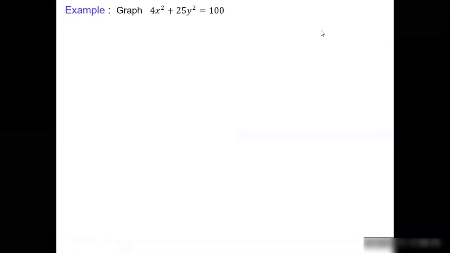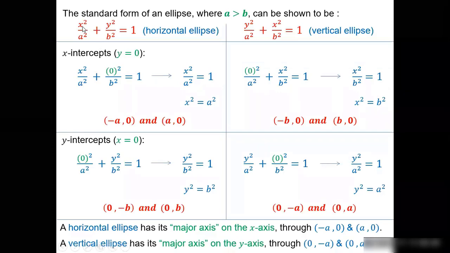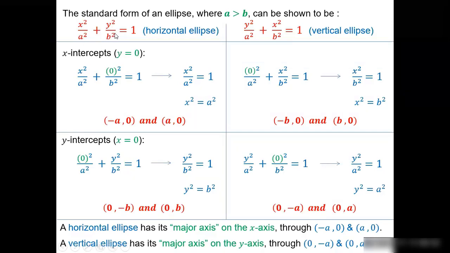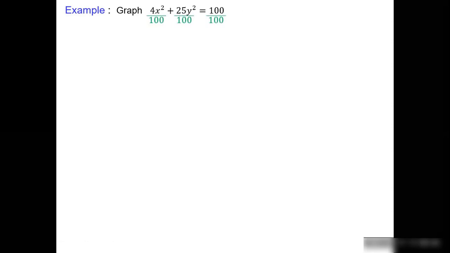So let's take a look at an actual example with our values of a and b, and now we would like to graph this equation. Remember that the equation for an ellipse is supposed to be x squared over something plus y squared over something equals 1. So what if we see that it's equal to 100? Well, we need to make this equal to 1 by simply dividing every term by 100. And now if I cancel out the common factors of 4 and 25, we get the equation x squared over 25 plus y squared over 4 equals 1.